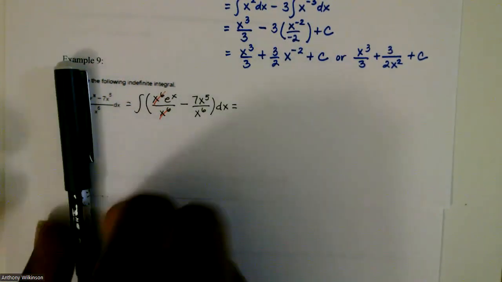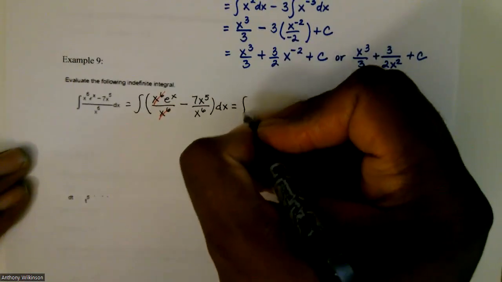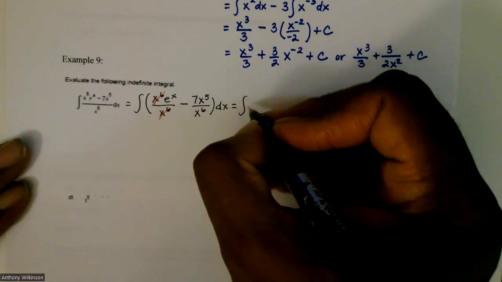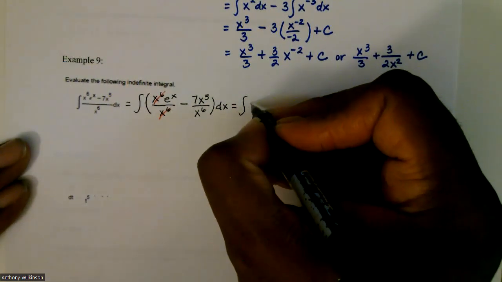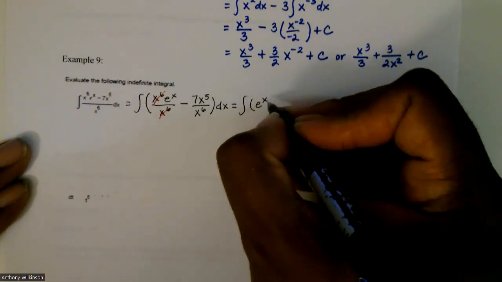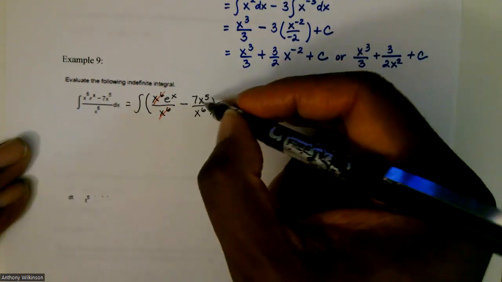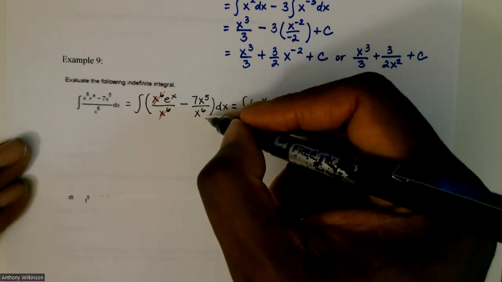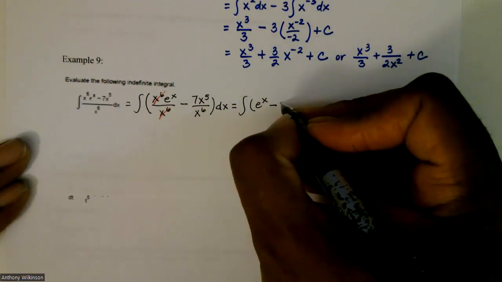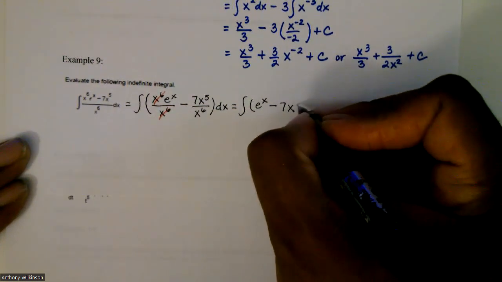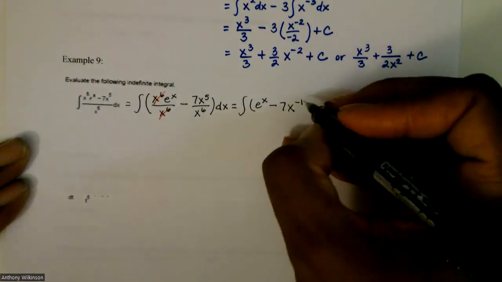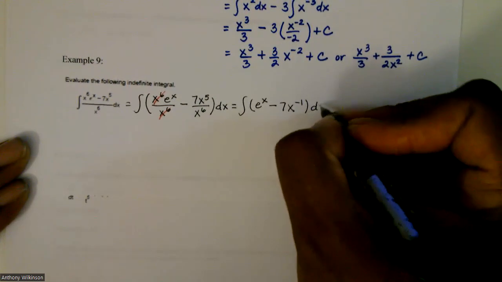So I'm going to have the integral of, and you always carry over that integral sign no matter what, because you haven't taken the integral yet. E to the x minus 7x to the 5th divided by x to the 6. I'll bring the 7 over, subtract 5 minus 6. That will be negative 1, so it'll be x to the negative 1 dx.